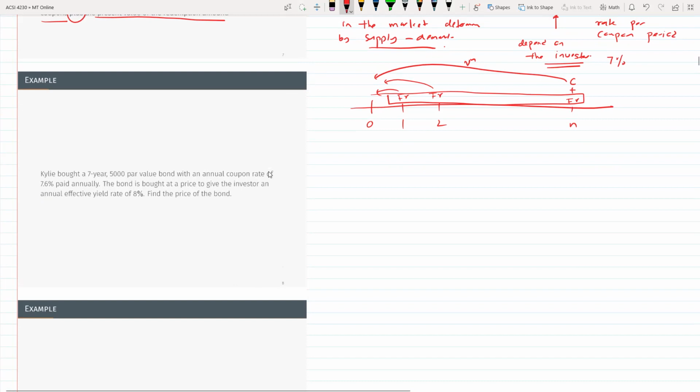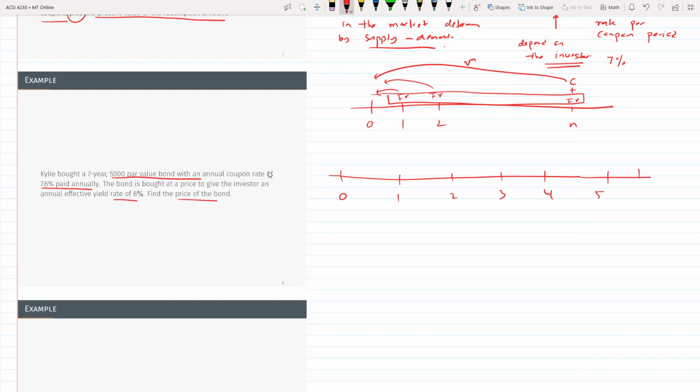Kylie bought a 7-year, 5,000 par value bond with an annual coupon rate of 7.6% paid annually. The bond is bought at a price to give an investor an annual effective yield rate of 8%. Find the price of the bond. So it's an annual coupon rate, an annual bond. Usually bonds have semi-annual coupons, but this one is annual. It's 7 years, so I have 1, 2, 3, 4, 5, 6, 7, and the coupon rate is 7.6% paid annually.